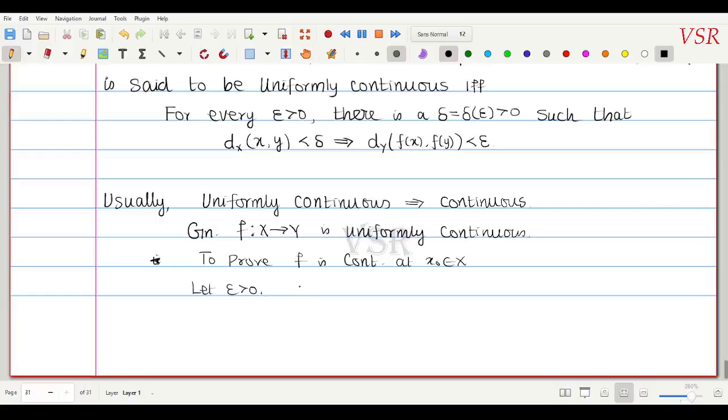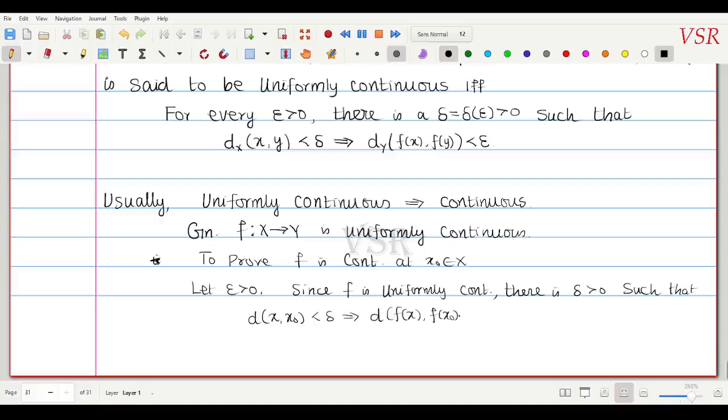Okay, since f is uniformly continuous, there is a delta positive such that whenever the distance between x comma x naught is less than delta, this must imply that the distance between f of x comma f of x naught is less than epsilon. Correct? That implies f is continuous at x naught. Nothing more, it is the same. We needed one delta, and I got it. I need not say that delta must depend on x naught. So I get a delta which will satisfy my requirement. Therefore f is continuous at the point. That implies f is continuous.